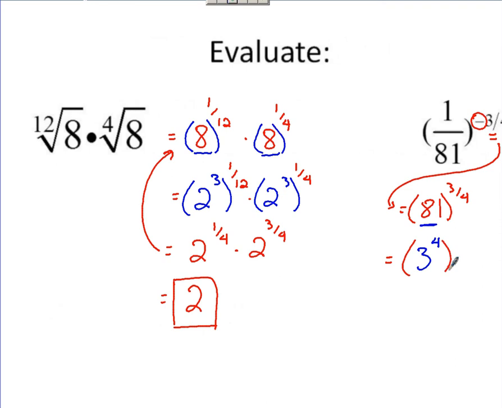I understand that I'm raising that to the 3/4 power overall because originally that's what 81 was raised to. Now if I follow my power to power idea here where I multiply those out, 4 times 3/4, well, basically these 4s are canceling out, right? You got 3 to the 3rd left. 3 to the 3rd is pretty simple to calculate, right? That's 27.